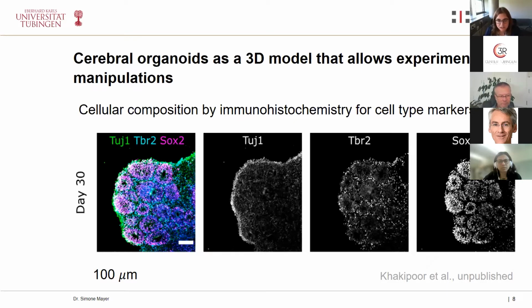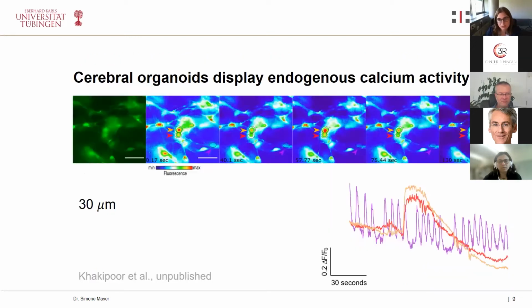And eventually we have TUJ1 positive newborn neurons that are even further to the outside. And so there's some kind of layering of different cell types that's reminiscent of the developing human neocortex. And additionally, these organoids also display endogenous calcium activity. These are some recordings from my lab, but many different labs have shown this. So these cells are also physiologically active.